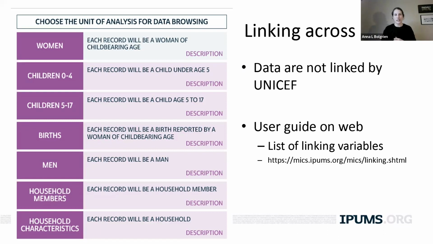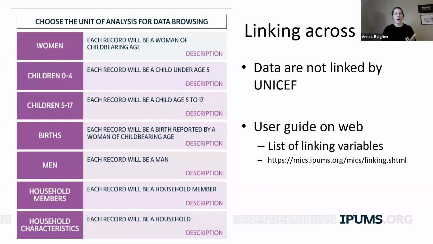And so if you're interested in thinking about a research question that connects different people in a household or includes information from a household onto a person, you will have to do that linking yourself. We do have a user guide on the web on how this works and a list of all of the key linking variables you would need. And we are planning on doing a specific webinar just on this linking topic sometime later this spring or summer.